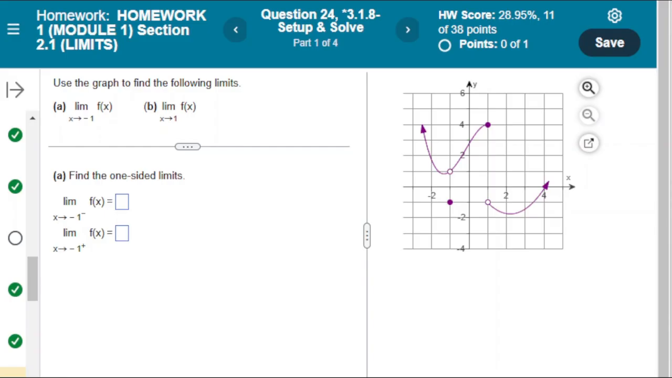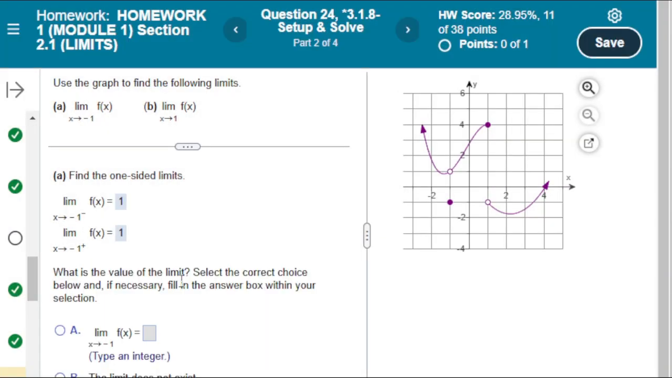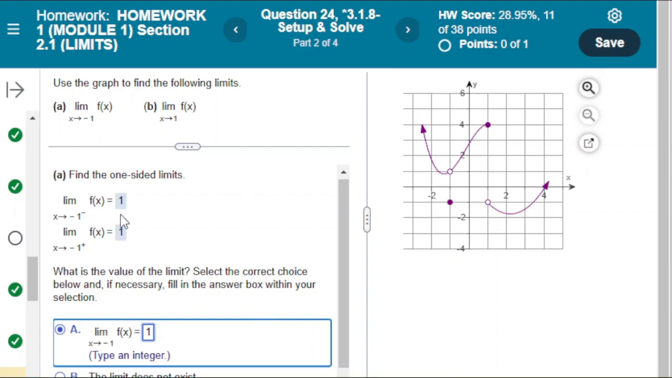Well, as we approach -1 from the left, our outputs are approaching 1, it looks like. When we approach -1 from the right, our outputs are also approaching 1. So this should be 1 and 1. And so the ordinary limit as we approach -1 should also be 1, since both of those agree. So notice we have a limit of 1 right here as we approach -1. That height there of that hole there is 1.